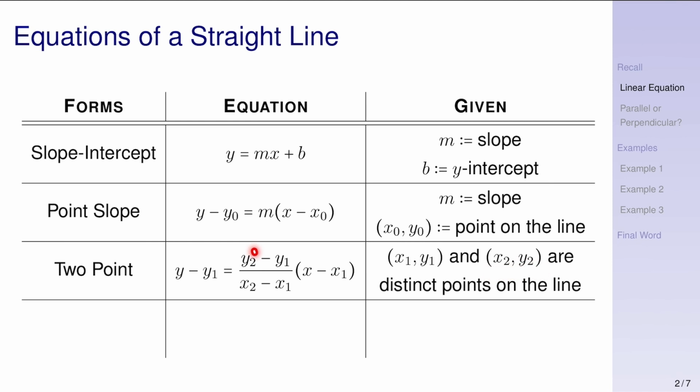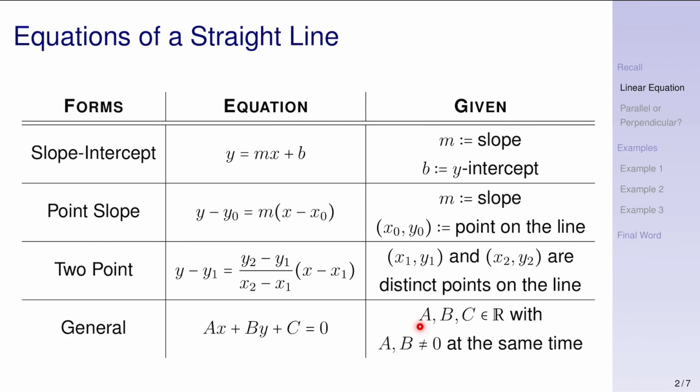Also, you can interchange y sub 2 and y sub 1 as long as you interchange x sub 2 and x sub 1, since if you interchange them, the negatives would just cancel out in the numerator and denominator. Lastly, we have the general formula, which is given by ax plus by plus c equal to 0, wherein a, b, and c are real numbers, and a and b are not equal to 0 at the same time, because if they are both 0, then we just get a constant equal to 0, and that isn't an equation.